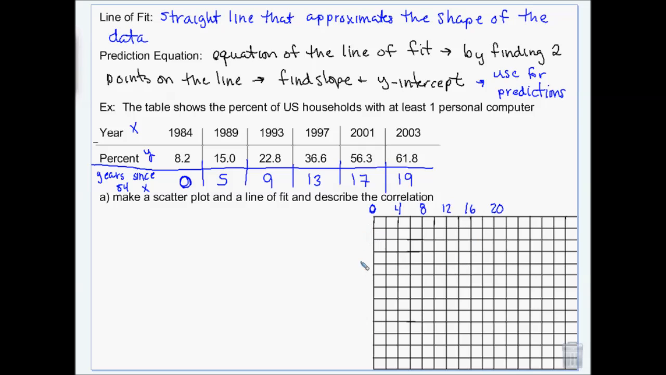And then our y-axis is the percents. So I'm going to start down at the bottom and go up by maybe 5s because we have to go up to 60. So I've got 5, 10, 15, 20, 25, 30, 35, 40, 45, 50, 55, 60. So that'll work. So this is years since 84, and this is percent of computers.